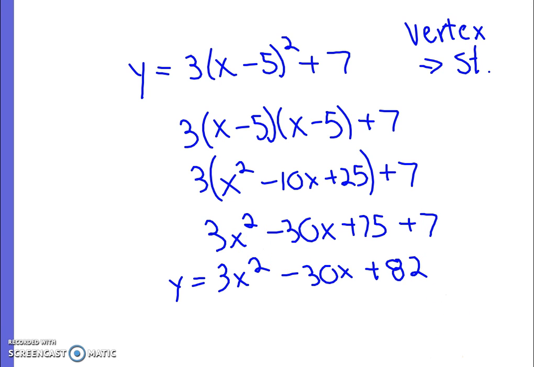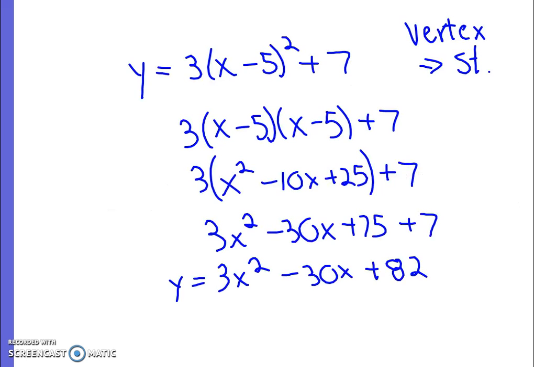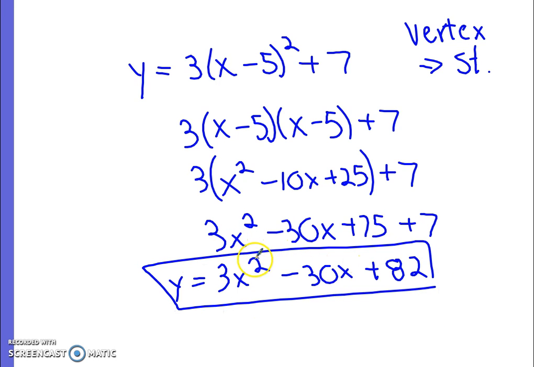Okay? And you can see that looking at the different types, the equation was in vertex form. It had this x minus something squared and a number out front plus some other number, and we converted it into standard form. Okay? So we've practiced that. The next thing we're going to do is we're going to convert it back. So we're going to take this equation right here, and we're going to convert it back.